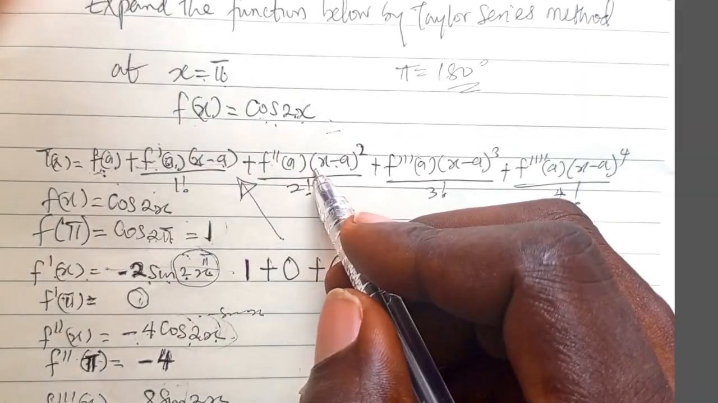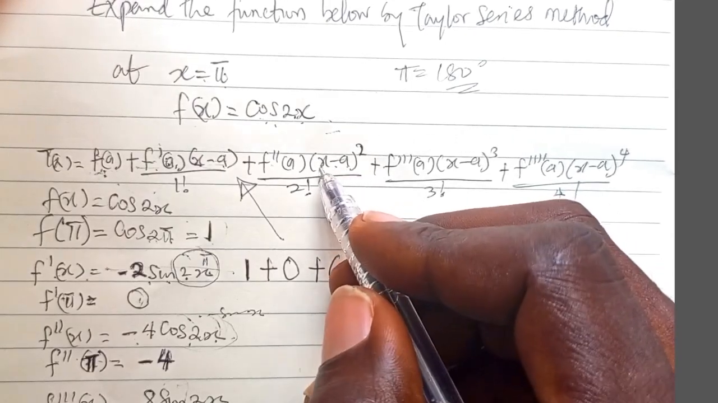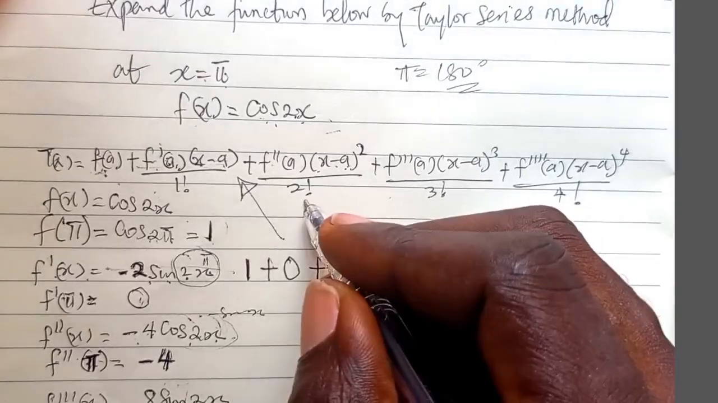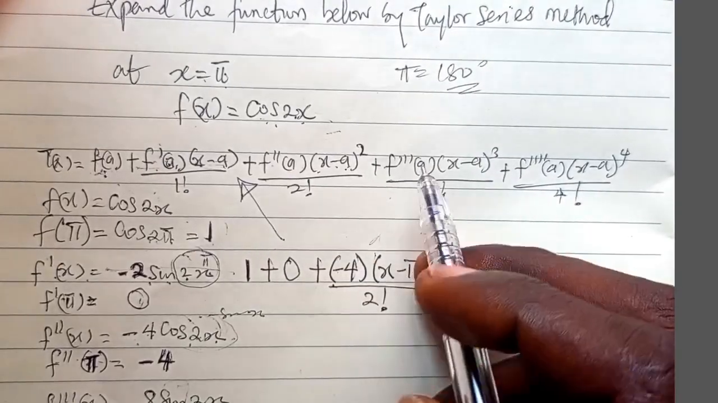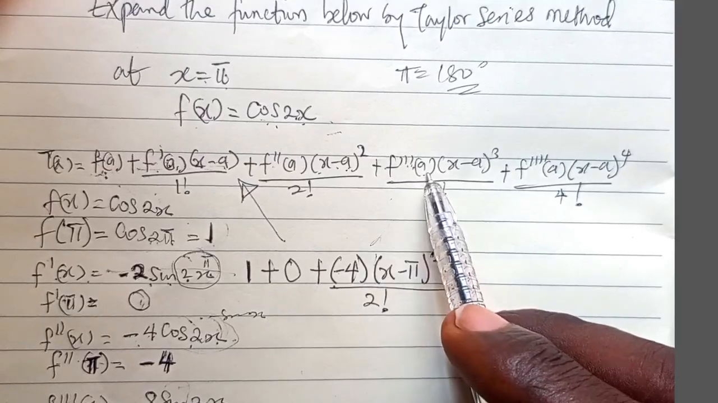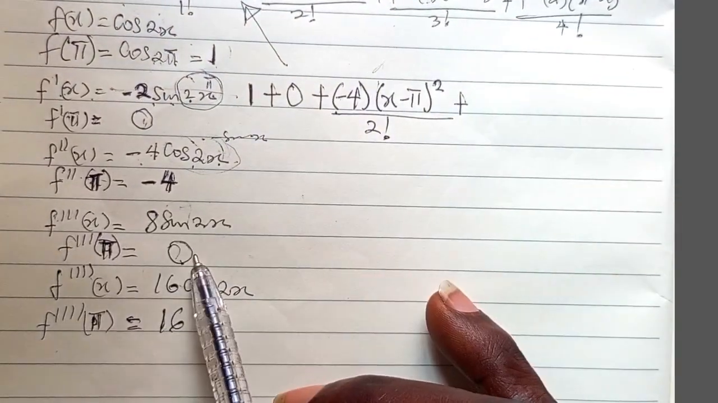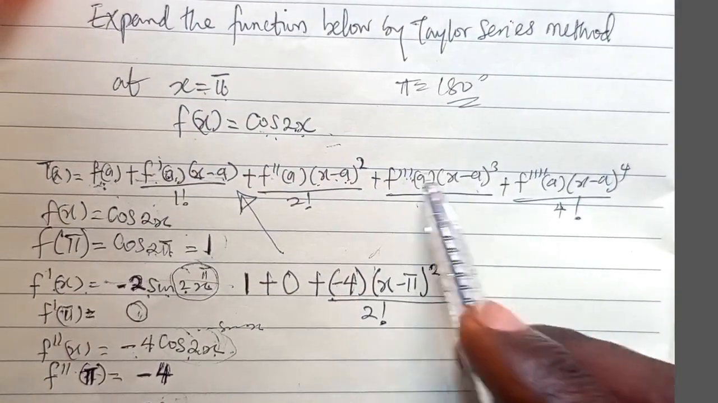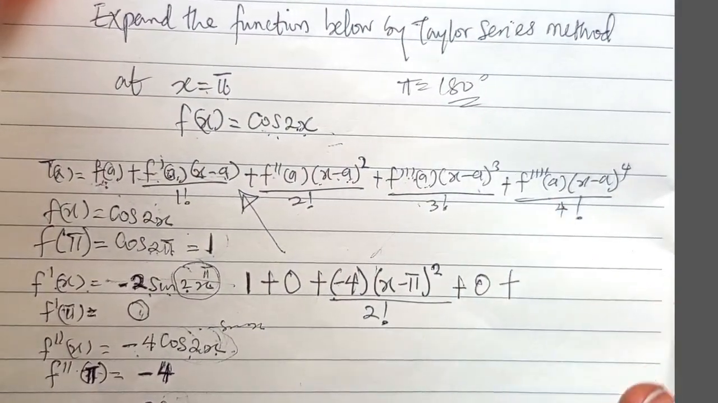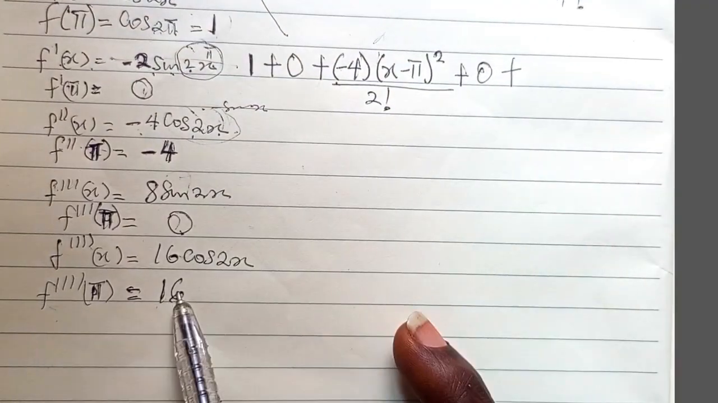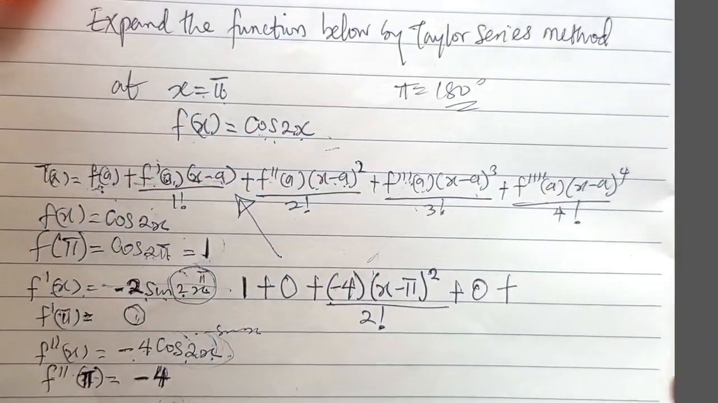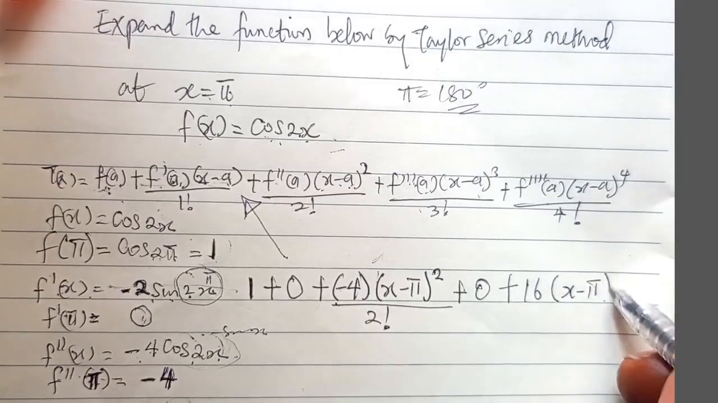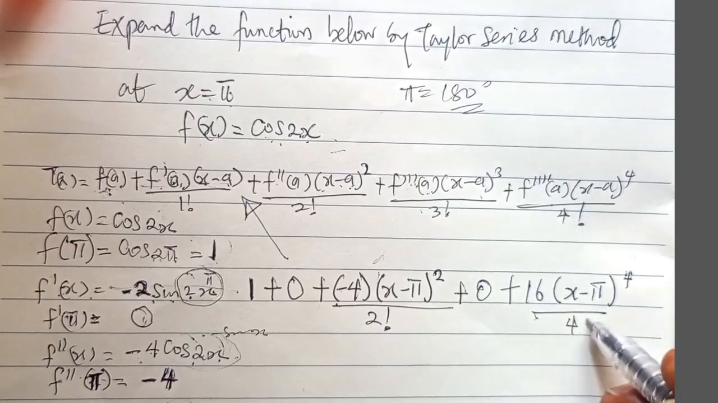I'm going to write x minus pi, and I'm going to square that. Then 2 factorial. Plus. Next one is the third one. F prime prime prime of a. F prime prime prime of pi. That one is 0. So I can skip this one. Because everything here is 0. Plus the last one. That one gave me 16. So I'll just put it there. Plus 16, x minus pi to the power 4 over 4 factorial.